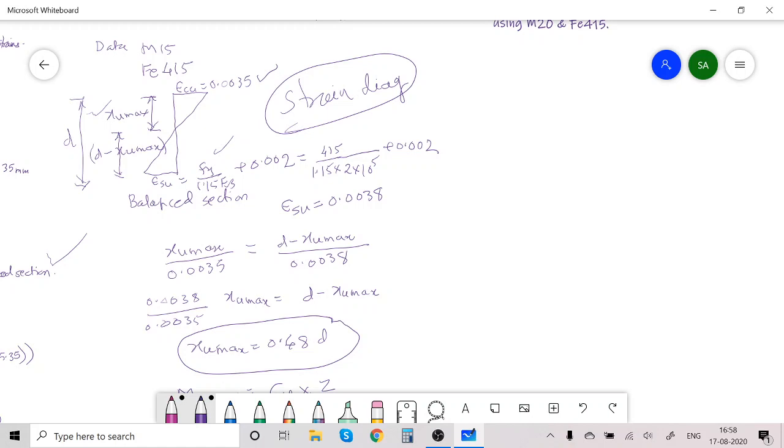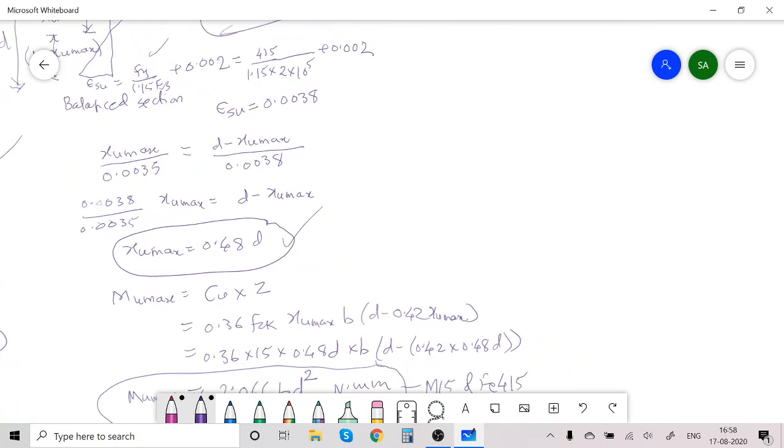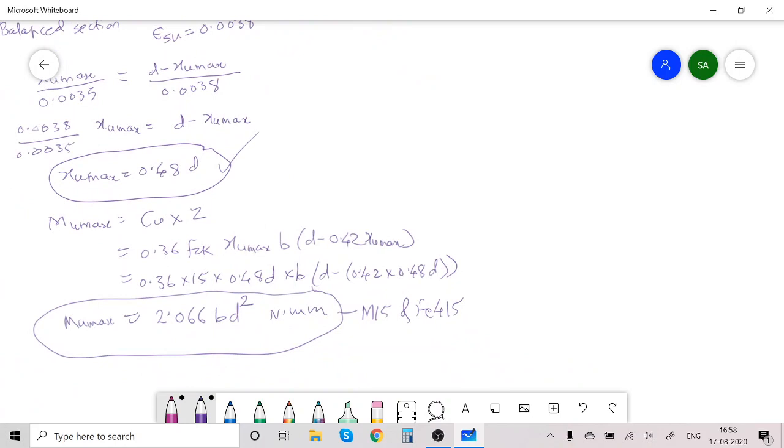Substitute the value of Fy as 415, Es as 2 into 10 raised to 5. Calculate the strain in steel, that is 0.0038. Then using the similar triangle rule, find the value of Xu max in terms of d. Then equate Mu max to Cu into Z. Cu is 0.36 fck Xu max b and Z is d minus 0.42 Xu max. Substitute the value of fck as 15. Xu max is 0.48 d.